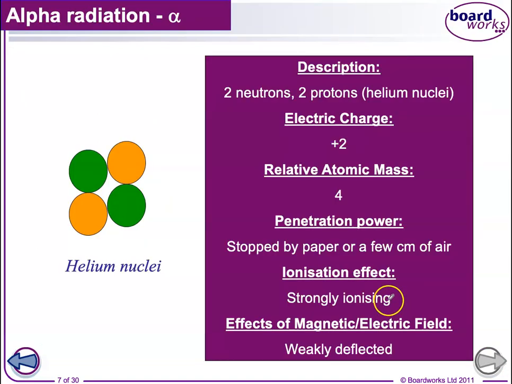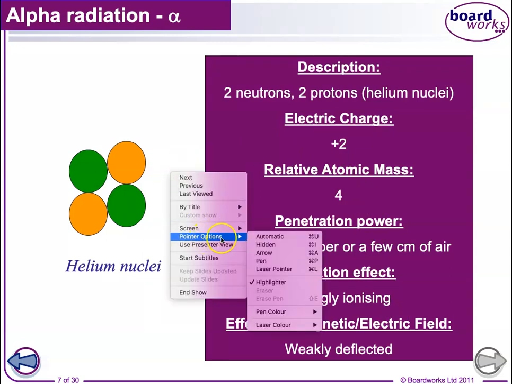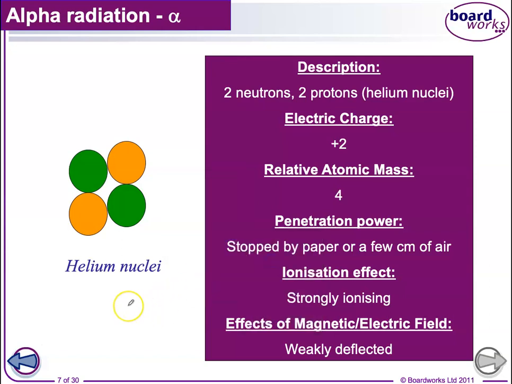Description of each one then. Alpha is known as a helium nucleus, and I think the key thing to note here is that helium has a mass number of 4 and an atomic number of 2. Alpha, mass of 4, atomic number of 2. The only difference is helium is neutral, has no charge.